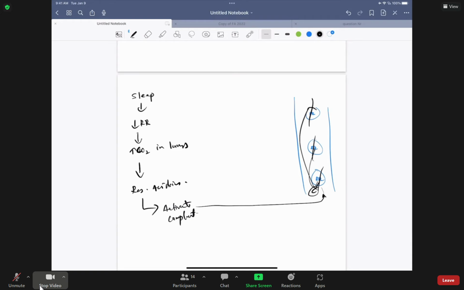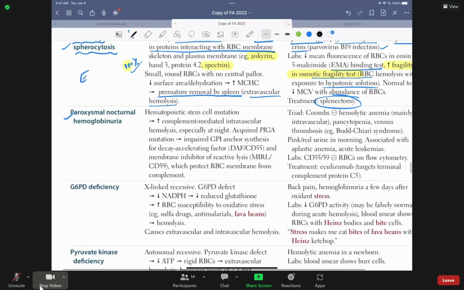All right, so now if you look here, you can see hematopoietic stem cell mutation, increased complement-mediated intravascular hemolysis. Look at that, because complement cannot enter the spleen. They have to be in the blood vessel. That's an intravascular hemolysis. Is that clear, folks? Very good. Especially at night. Now you know why it's okay.